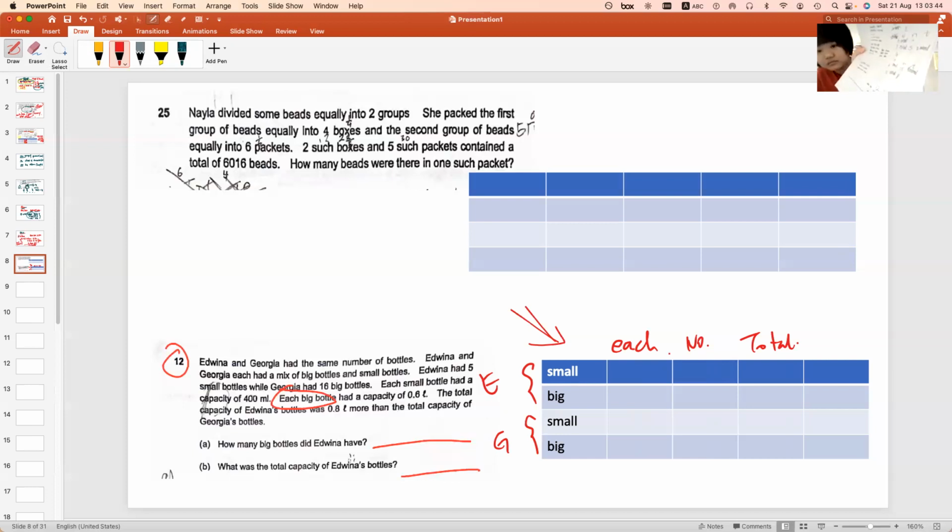Okay, let me fill it up first then. It says Evan and Georgia have the same number of bottles. This is the key: number of bottles is the same. We now have 5 small, and Georgia has 16 big. Both have the same number of bottles. Let's say both are U, so this should be U minus 5, and the other U minus 16.